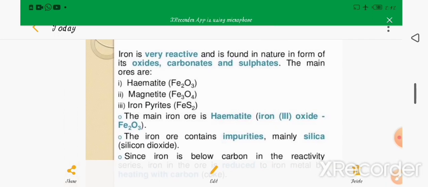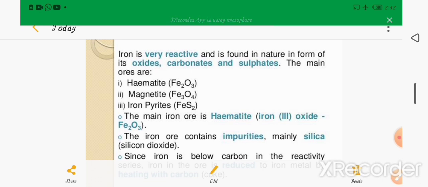Okay, first of all we go to occurrence of iron. Iron is the second most abundant metal in the earth crust. First is aluminium and second is iron. It is present in native state as well as combined state. 99% of it will be found only in combined state, so we have to extract it.